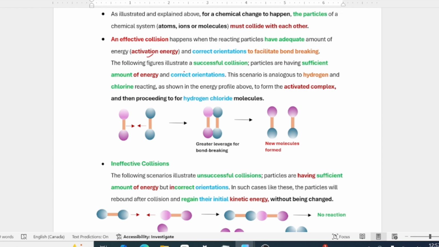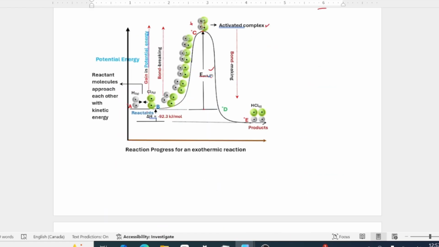The following figures illustrate how a successful collision happens. The particles are having sufficient amount of energy and correct orientation. And this scenario is analogous to hydrogen and chlorine reacting as shown in the energy profile diagram above to form the activated complex and then proceeding to form hydrogen chloride molecules. The hydrogen and chlorine molecules are having enough kinetic energy and correct orientation to form the activated complex here, and then finally the products are formed.